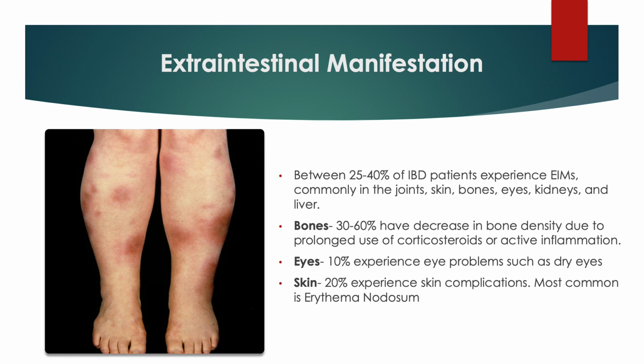Here we have more symptoms that are extraintestinal manifestations, and between 20 to 40% of IBD patients experience EIMs, which are diseases that affect other parts of the body, commonly in the joints, skin, bones, eyes, kidneys, and liver. For the bones, 30 to 60% have decrease in bone density due to prolonged use of corticosteroids or active inflammation. For the eyes, 10% of patients experience eye problems such as dry eyes. And for the skin, 20% experience skin complications. Most common is the picture on your left, erythema nodosum, which are painful bumps that are under the skin.